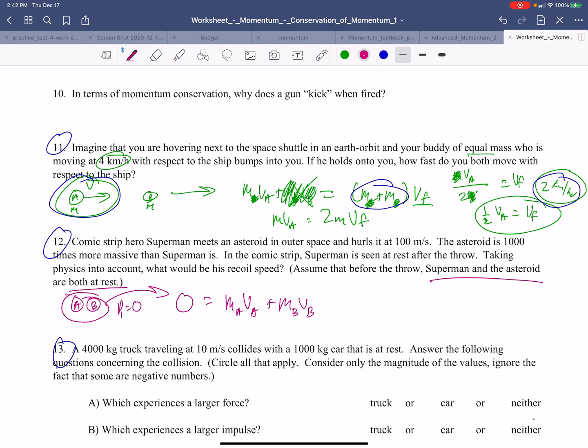So notice that they don't give you the actual mass. It just says that the asteroid is 1,000 times more massive than Superman. So whatever Superman is, let's call it M.